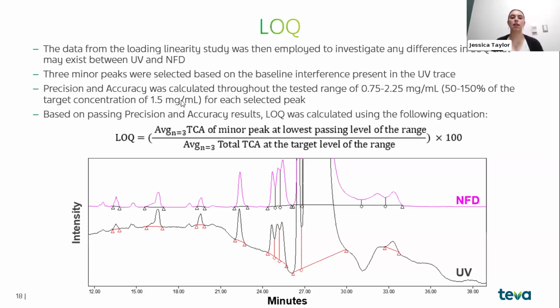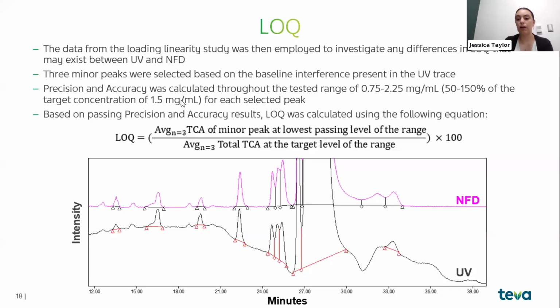So we wanted to take the data from our loading linearity study and use it to investigate any potential differences in LOQ that might exist between the UV and the native fluorescence detector. So we did that by taking 3 minor peaks based on where they migrated in the UV trace.